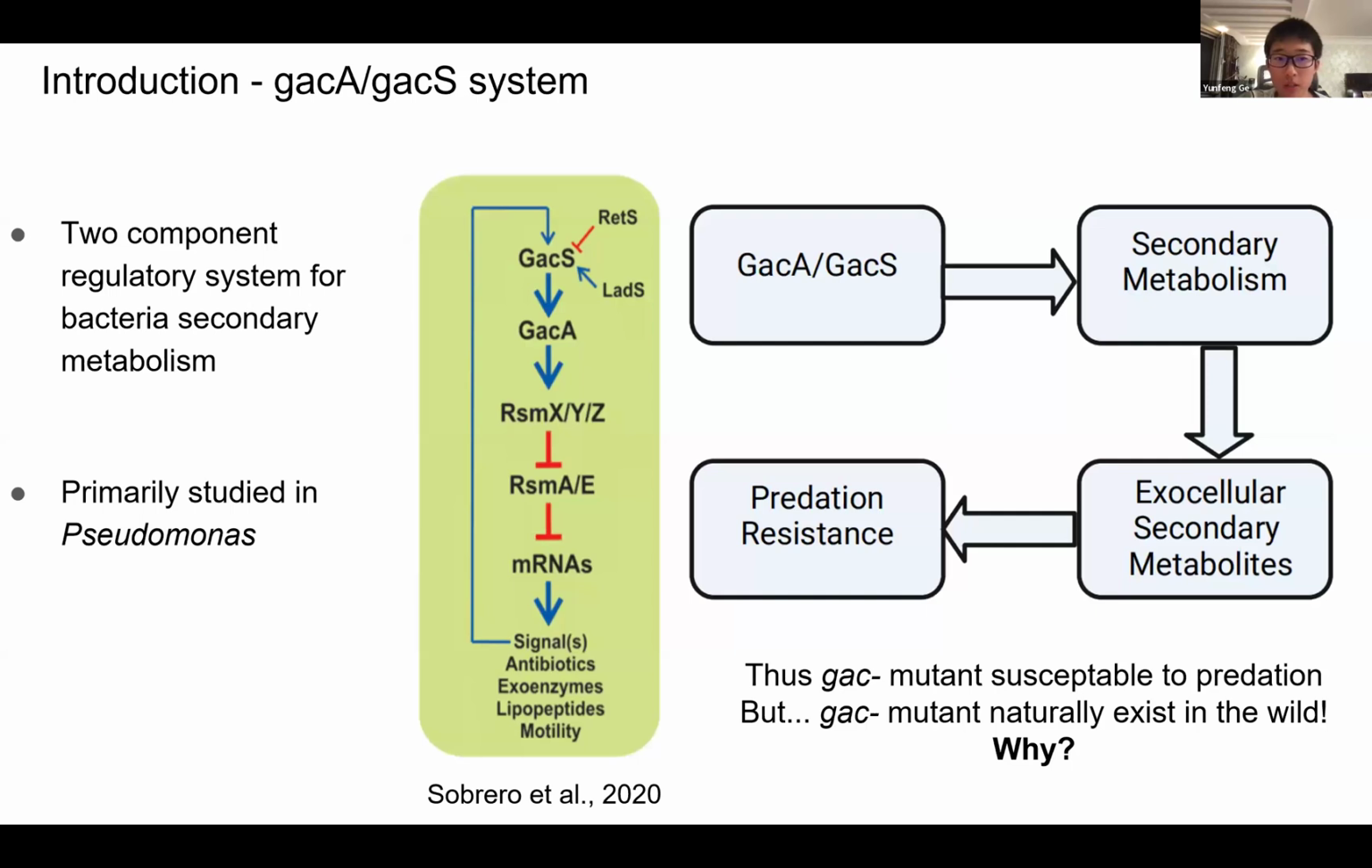And then to introduce the gene system I'm looking at, it's a two-component regulatory system for bacterial secondary metabolism. The reason it's so important for this study is that, as a global system that controls secondary metabolism, it controls the production of secondary metabolites like antibiotics, which is very important for predation resistance. So that also explains why the Gac mutant is susceptible to predation, while the wild type is not. However, the Gac mutants naturally exist in the wild, they can be generated spontaneously. So that makes me curious, why does this happen?